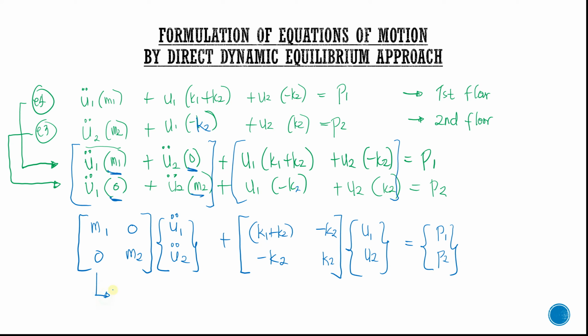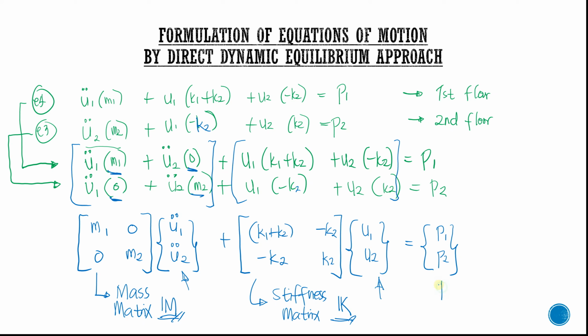Now this part here, we call that our mass matrix. Let's say that the symbol for that is this one. This part here, we call that our stiffness matrix. Let's say our symbol for that one is this K, and for the mass matrix is this M. This is our response acceleration vector. This is our deformation vector. And this is our dynamic force vector. We will continue with the formulation of equation in our next presentation or discussion.